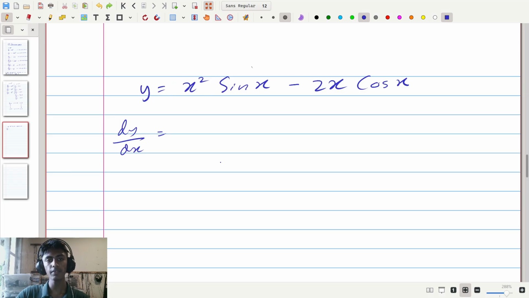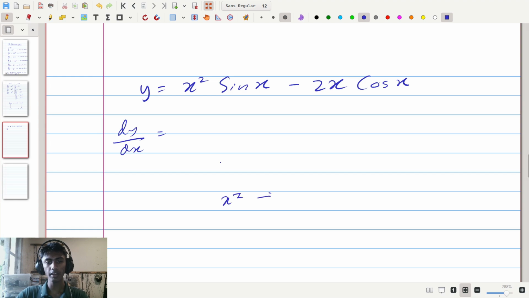So here we have x squared times sine of x and minus 2x times the cosine of x. Here the first thing we can do is split this into two separate functions and take the derivative separately. For the first function, what we have is x squared times sine x. Here we have a product of two functions, which means we have to apply the product rule.